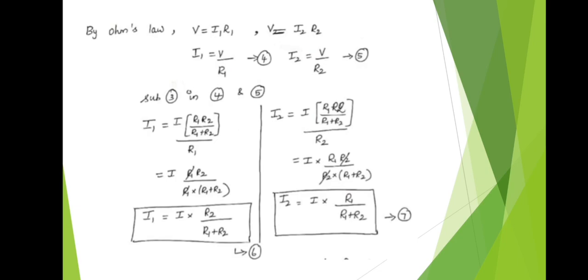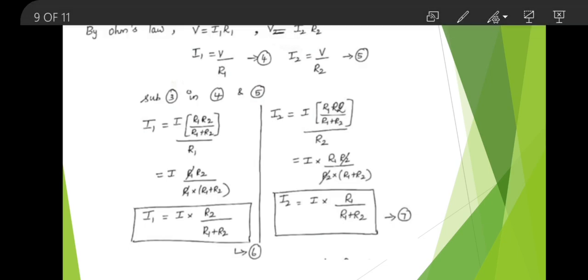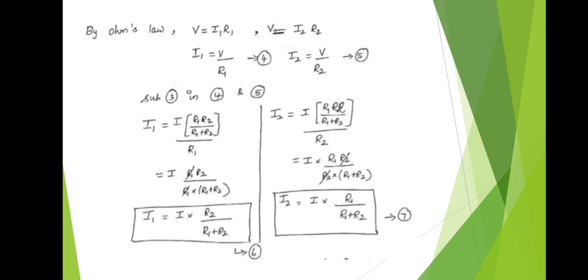Now substitute the value of V. Already we derived that in equation number 3. Substitute that 3 in 4 and 5. First we are taking the fourth equation, I1 equal to V divided by R1. In the place of V we are substituting I into R1 R2 divided by R1 plus R2. Here R1 is in the denominator, that is product with the R1 into R1 plus R2. R1 gets cancelled. Balance, you are having I1 equal to I into R2 divided by R1 plus R2.